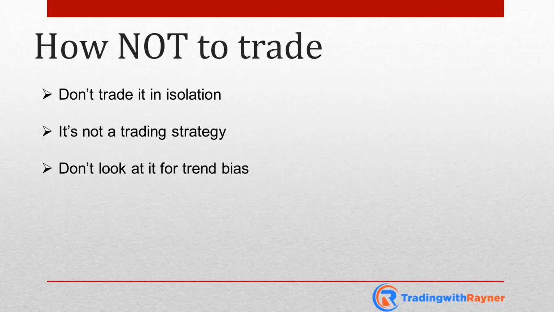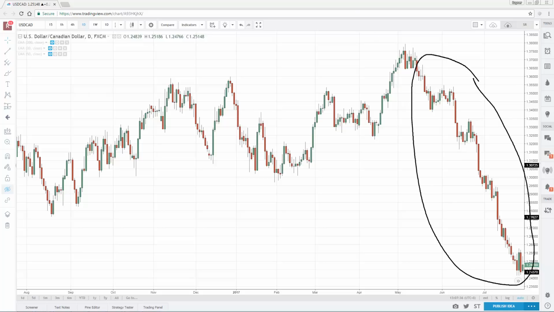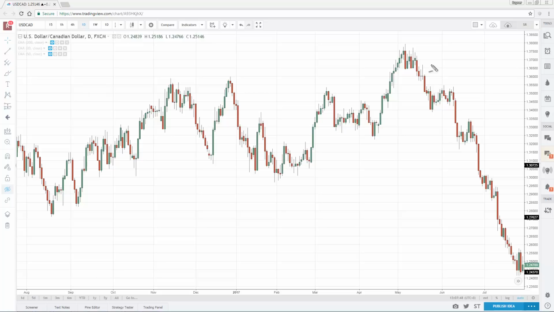So for example, this is a chart of dollar Canadian, and I mean any 10-year-old kid will look at this and tell you that the trend is very strong, bearish towards the downside. And here's the thing. If you choose to ignore the trend, the momentum, and you just want to look at candlestick patterns to give you a bias, you can see that it can be very painful to trade against it.